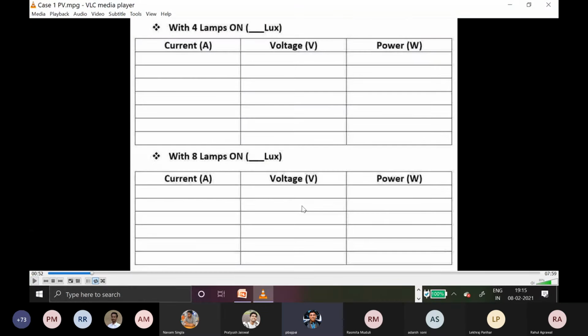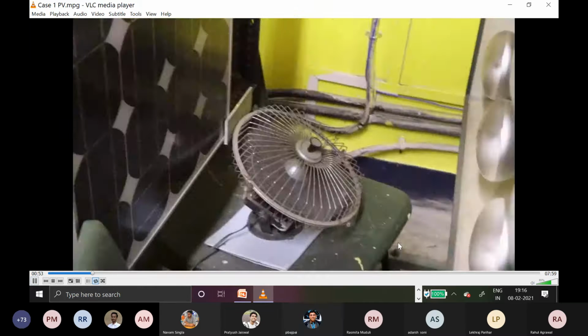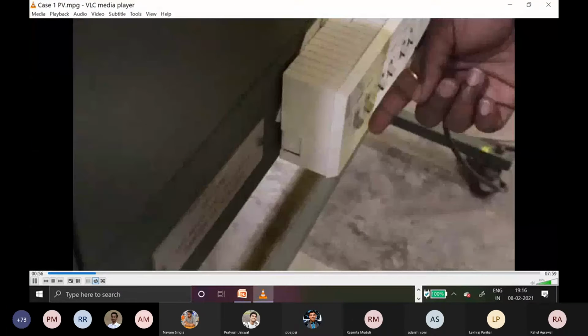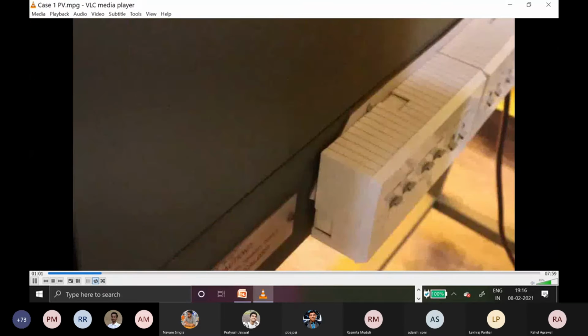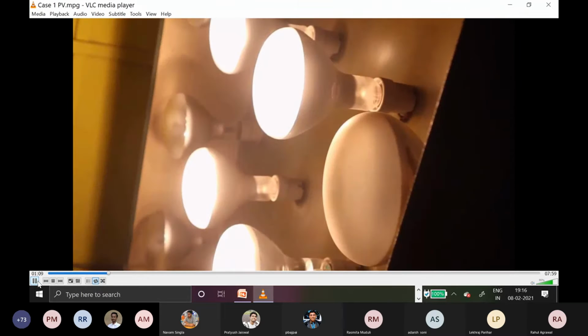So this is the format which will be used to record the data or result. We will use 4 lamps, then 8 lamps, then 12 lamps, then 16 lamps, and the corresponding lux value is also known to us. So we will change the load, so the current, voltage and the corresponding power will also vary. So this is part 1 with the 4 lamps only.